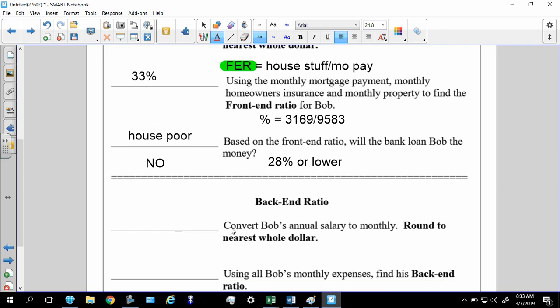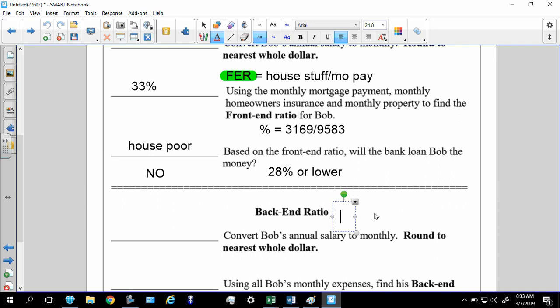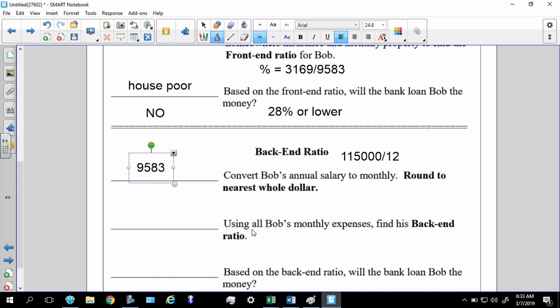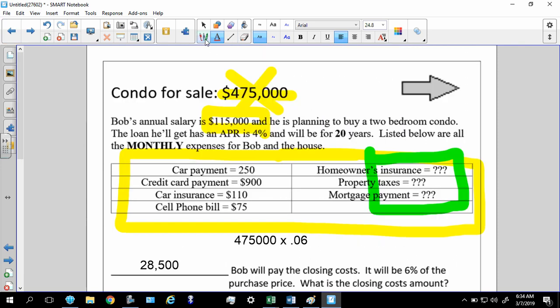Now with the back end ratio, convert Bob's annual salary to monthly. That's just a continuation. So if you need to see it, I'll do it. 115,000 divided by 12, and we get 9,583. Now it says using all of Bob's monthly, find the back end ratio. So the back end ratio, the BER, is all the costs divided by his monthly pay. Now, all the costs go back to the beginning of the problem, and that is all of it.